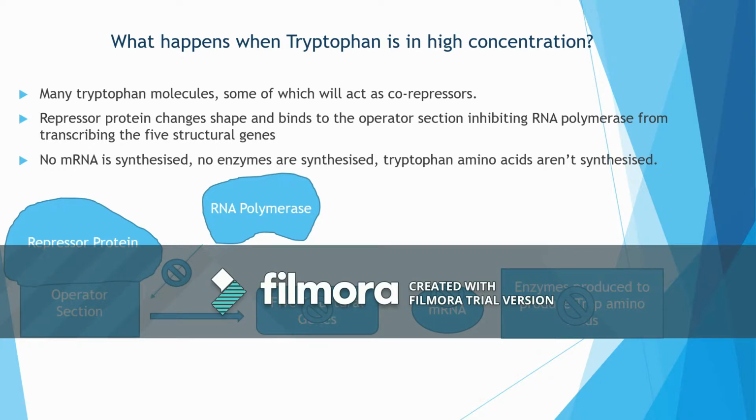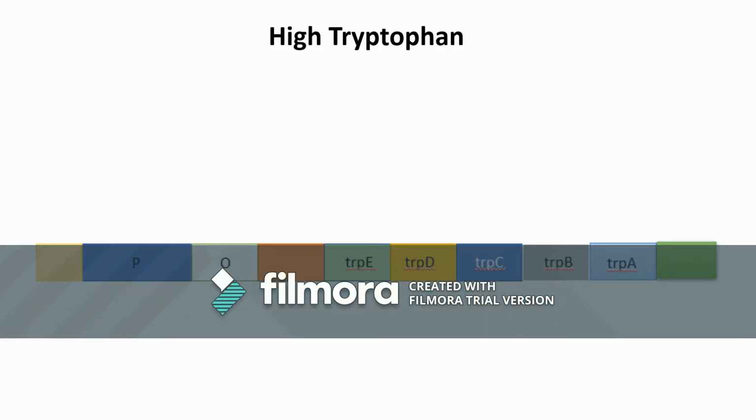This inhibits the RNA polymerase from being able to bind to the operator section, so it prohibits the transcription of the 5 structural genes. Therefore, no mRNA is synthesized, so no enzymes and tryptophan amino acids are synthesized. So when in excess, no more tryptophan is produced as it is a waste of energy and the cell must conserve that energy.